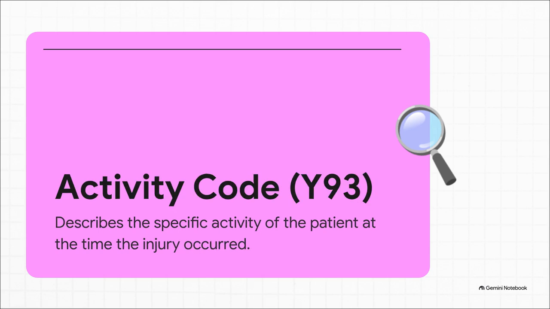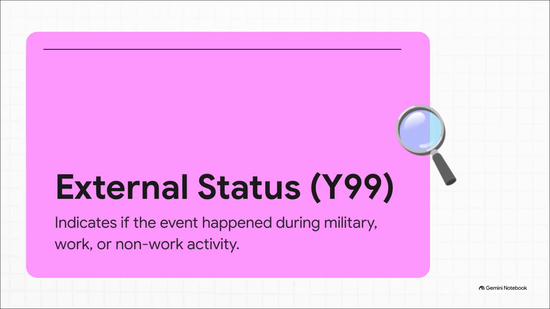Moving right along to Step 3, the Y93 activity code tells the payer exactly what the patient was doing. Were they doing yard work, playing a sport, cooking dinner? This isn't just busy work. It provides vital data for national injury prevention research and helps insurance companies truly understand the exact circumstances of the claim. And finally, we cap off the stack with Step 4, Category Y99.